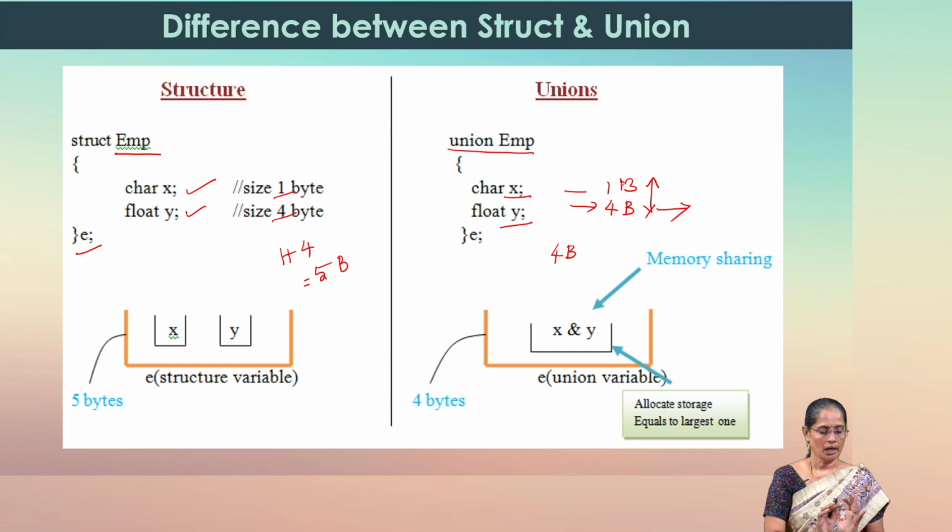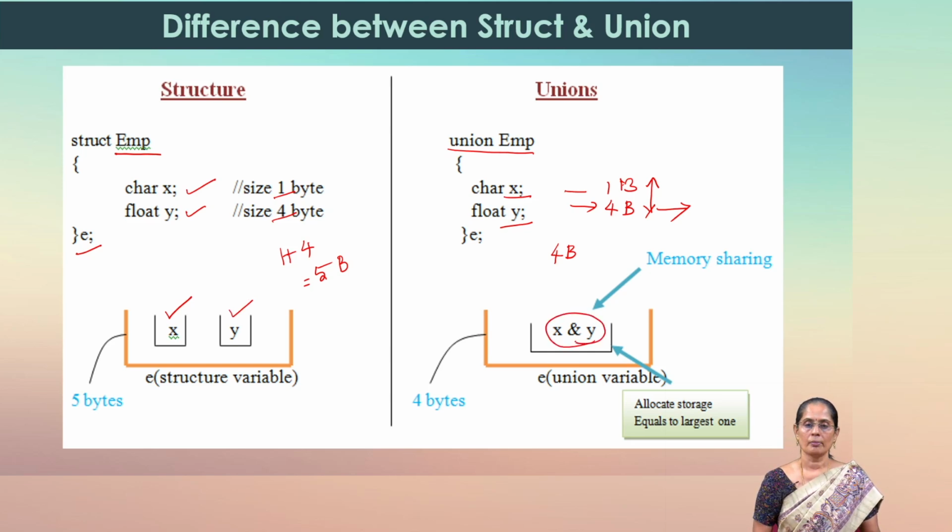Also, we have to notice one more point, that there is memory sharing in unions which is not done in structures. In structures, X is stored in one location and Y is stored in a different location. But in the union, both members occupy the same memory space. So, we can see that the memory space requirement has been drastically reduced compared to structures.